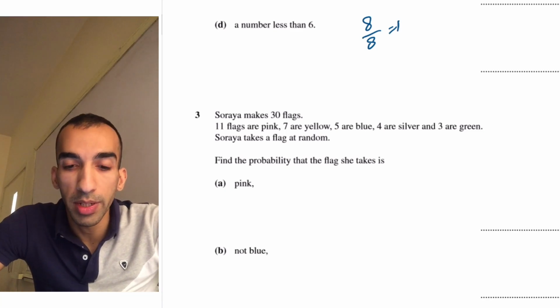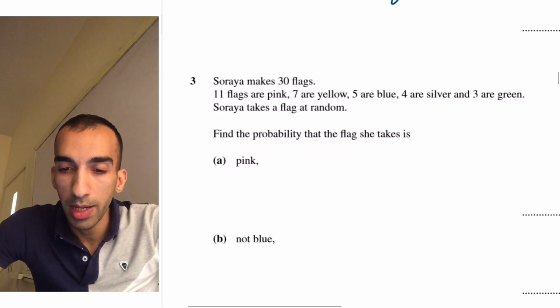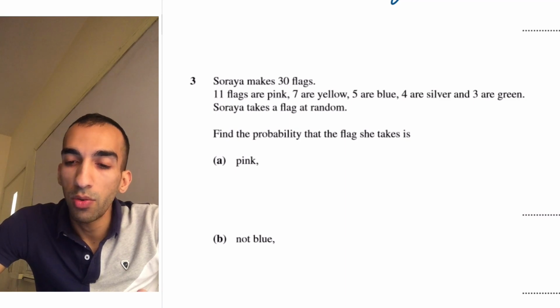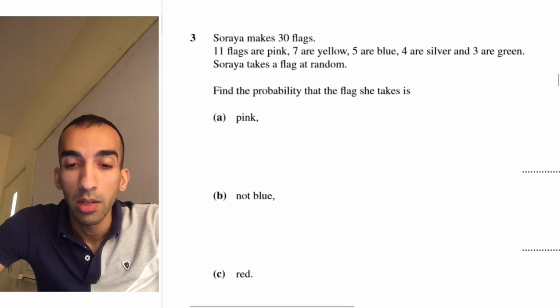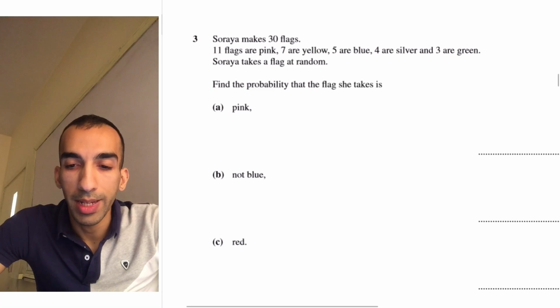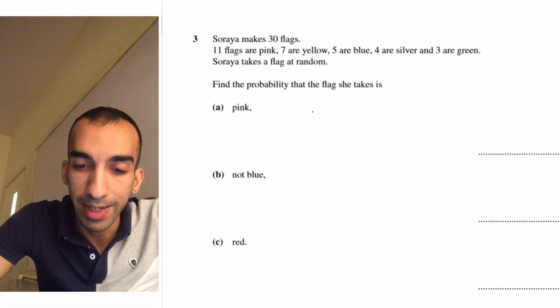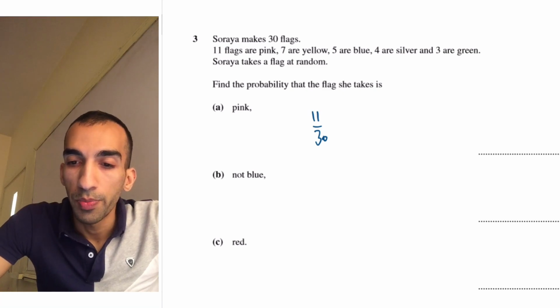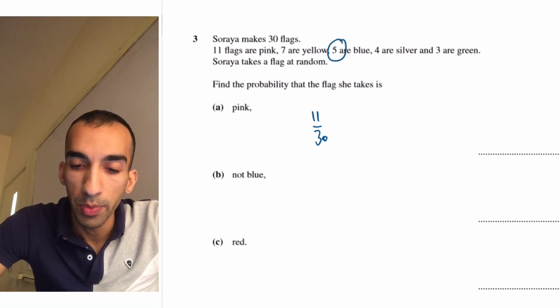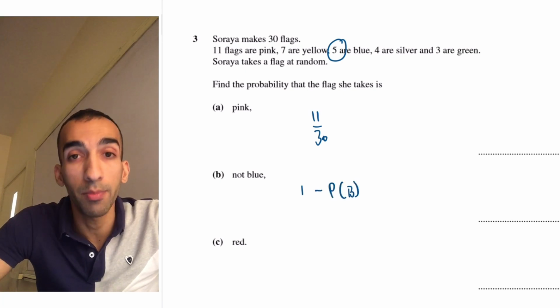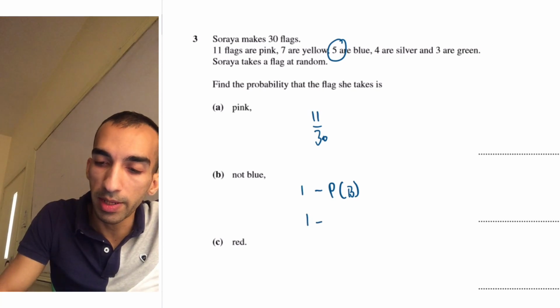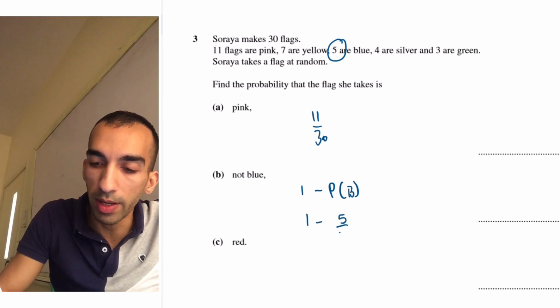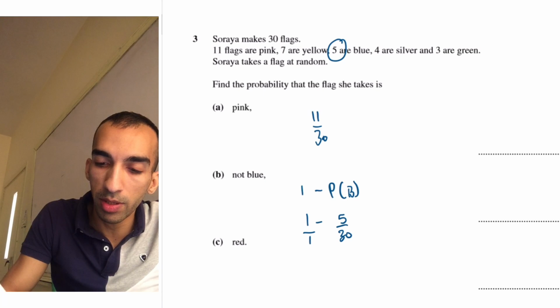1 is basically 100%. Surya makes 30 flags and 11 are pink, 7 yellow, 5 blue, 4 silver and 3 green. Probability that she takes a pink flag, that's 11 by 30. Not blue. Well, blue are 5. So we can say 1 minus the probability of selecting a blue. 1 represents 100%. Probability of selecting a blue is 5 by 30. If you take the LCM, there is a 1 over here. You multiply it with the 30 to make it this 30 as well.